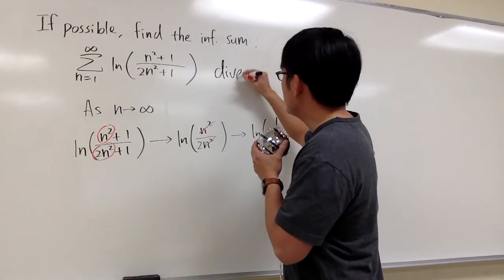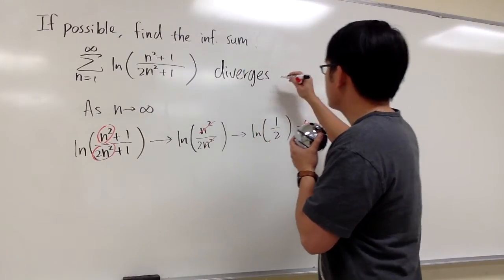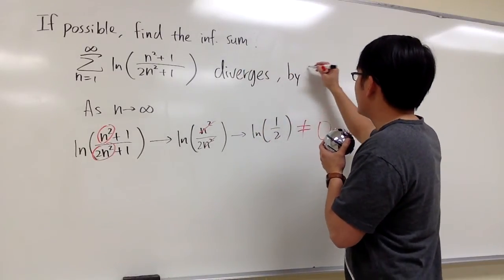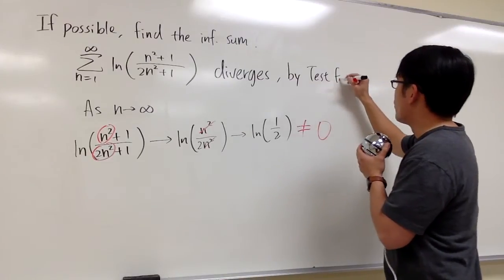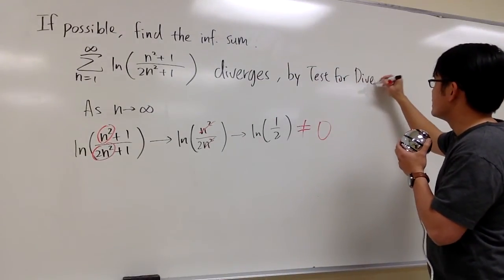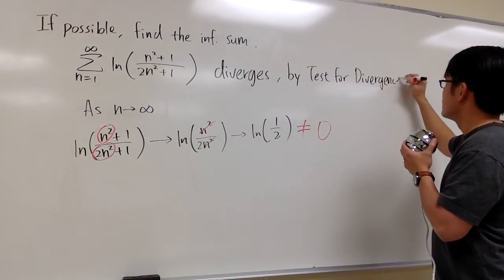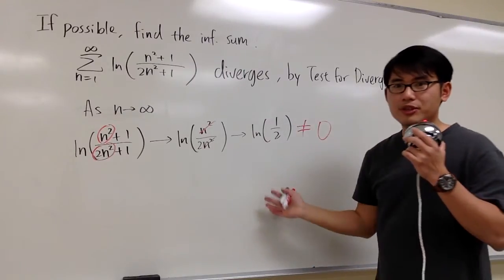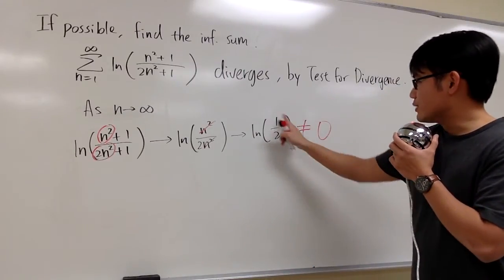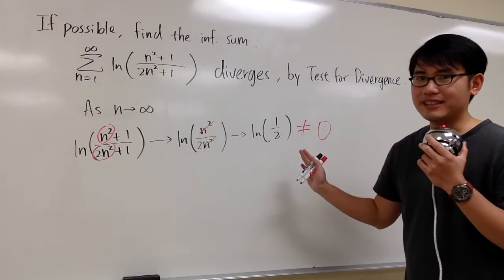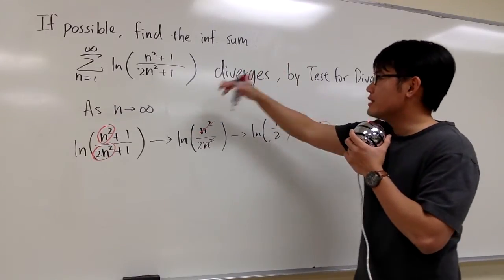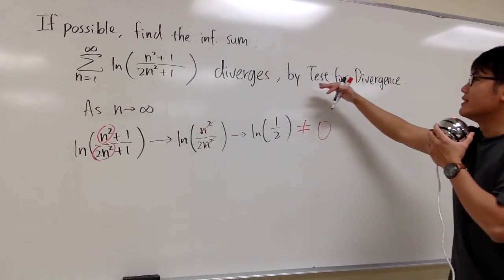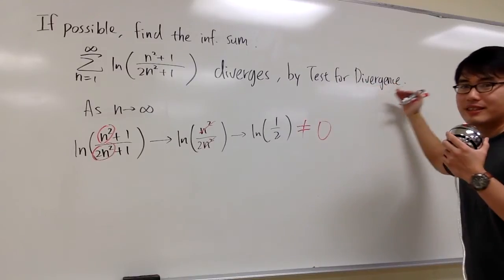We know this right here diverges, and I can quote the reason by test for divergence, which is you run through the limit check. And as long as we don't get 0, that's a good case, because you can just put down the series diverges and then you can quote by test for divergence. And this is it.